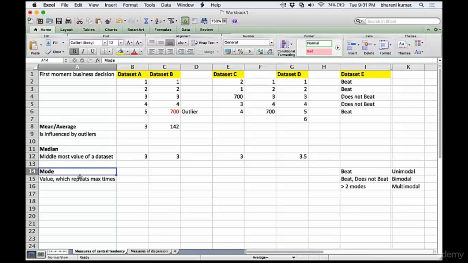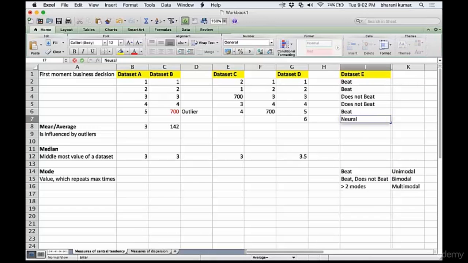Mode is a value which repeats itself maximum times. And given this data set, beat repeats itself 3 times, as opposed to does not beat, which gets repeated only twice. So in comparison to beat and does not beat, beat has repeated itself 3 times, maximum times. Hence that is your mode. If you have a single mode, it is called as unimodal. Now say you have interviewed 3 more people.